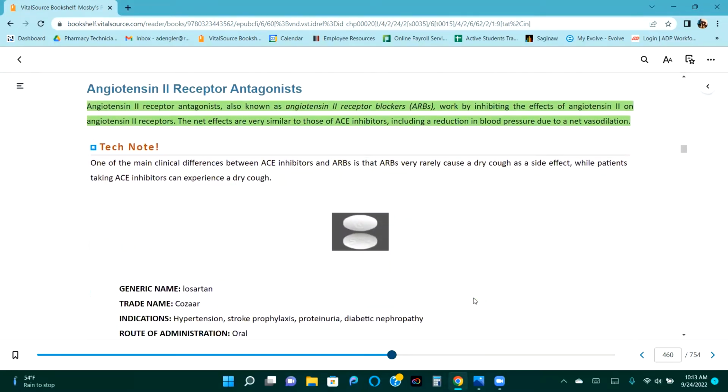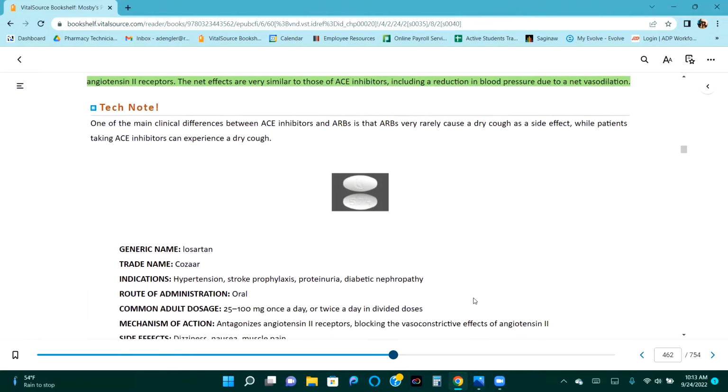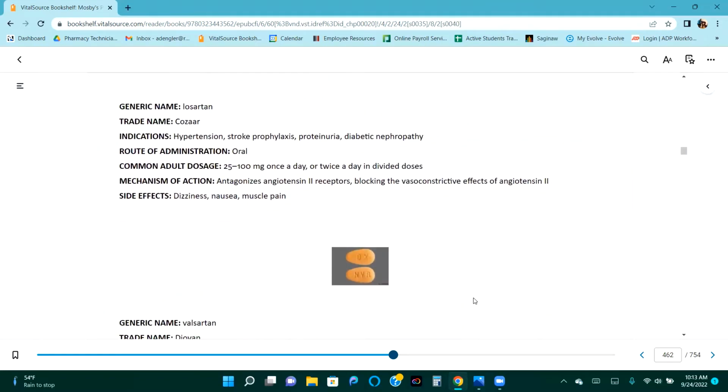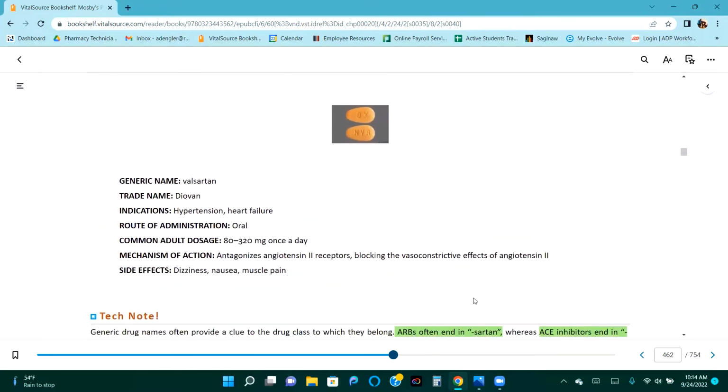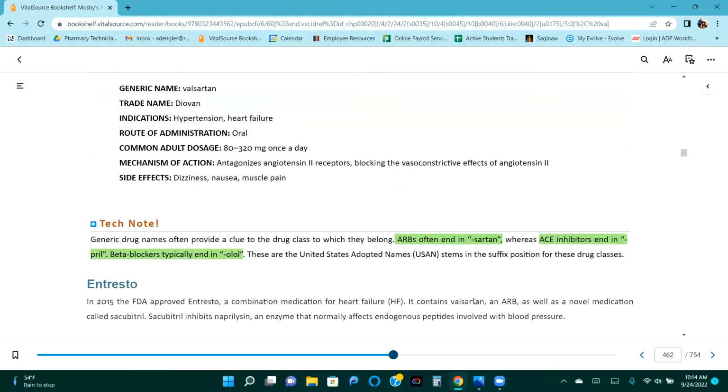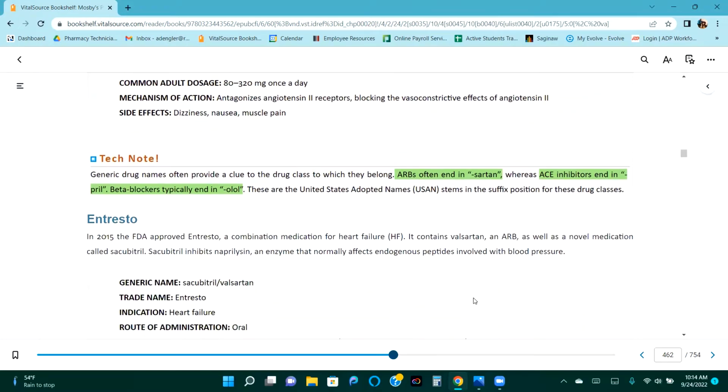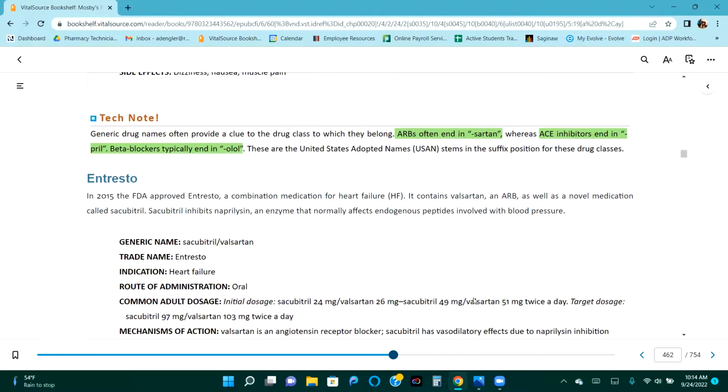Angiotensin II receptor antagonists, also known as angiotensin II receptor blockers, ARBs, work by inhibiting the effects of angiotensin II on angiotensin II receptors. The net effects are very similar to those ACE inhibitors, including a reduction in blood pressure due to net vasodilation. In that class, we have Cozaar, Diovan. And we just talked about this when I was going through the chart, but ARBs have that common ending of sartan. ACE inhibitors have the common ending of pril, and beta blockers have that common ending of OLOL.